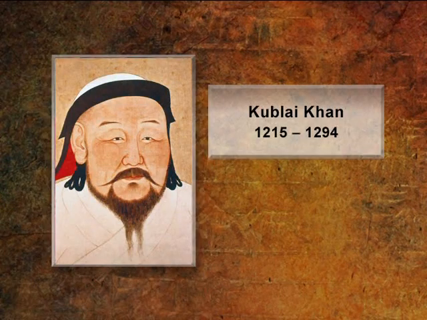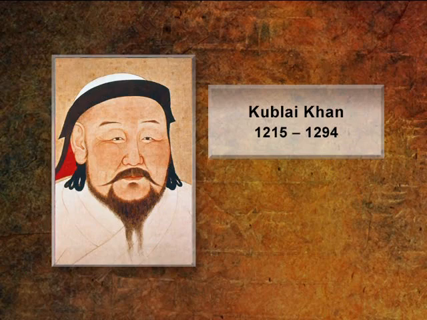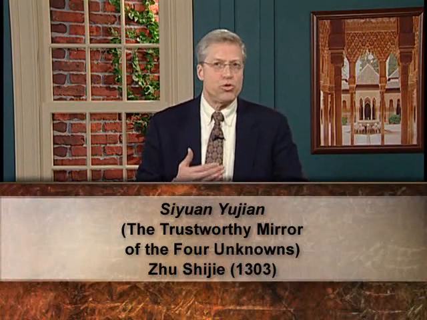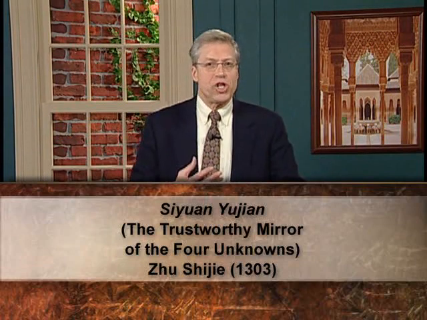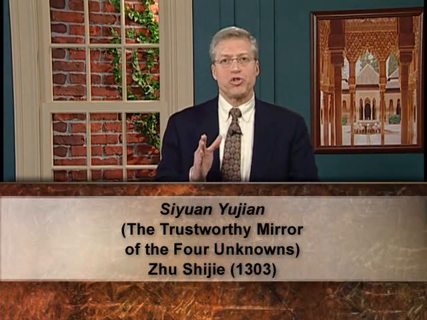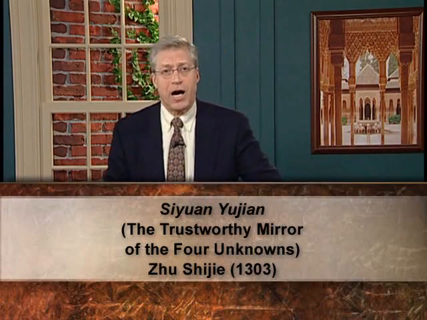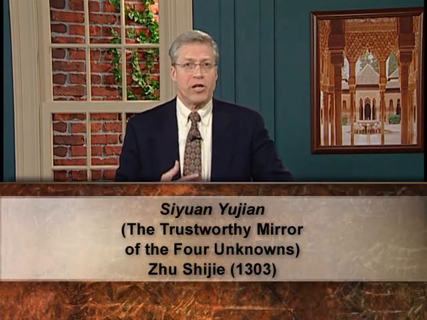Chinese mathematics of this era would really come to its culmination in the late 13th century, under a time when Kublai Khan was the ruler of China. And one of the great works that was written at this time is the Siyuan Yujian, the trustworthy mirror of the four unknowns. Zhu Shijia was the author of this. It actually was written slightly after the time of Kublai Khan. It appeared in 1303, but it was built on a lot of work that had been done in China at the very end of the 13th century.